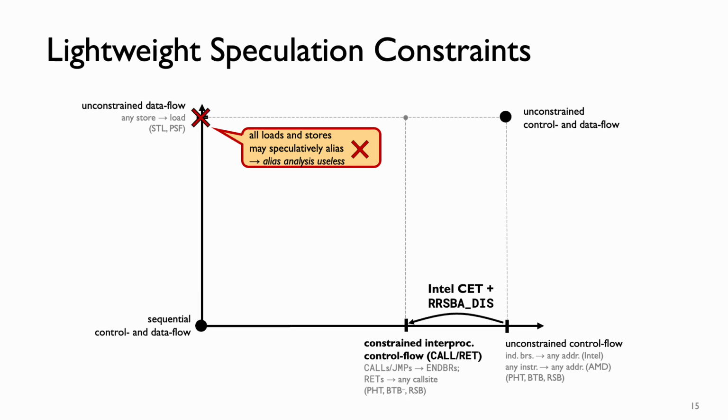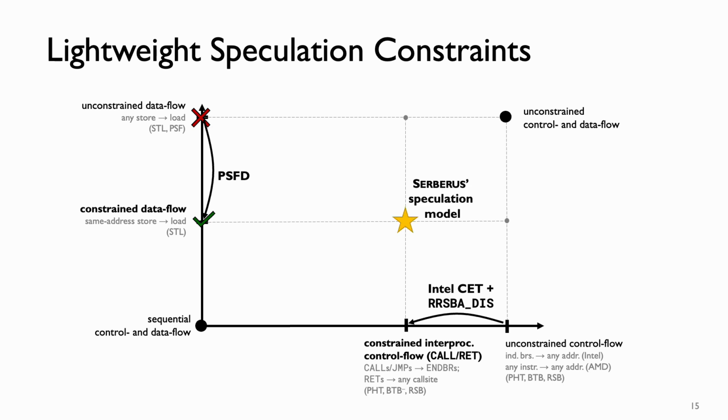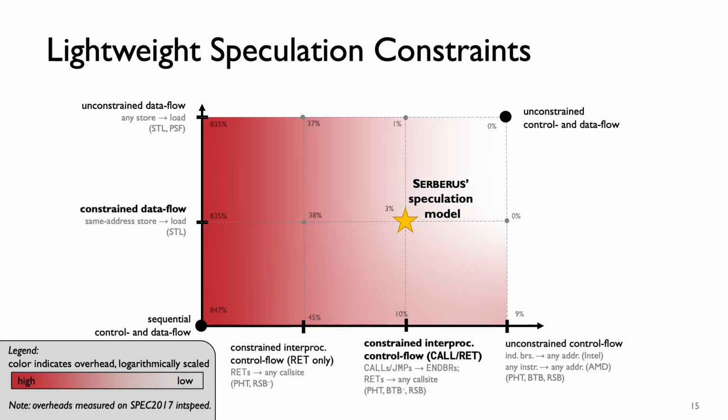Serberus constrains data flow by enabling the PSFD speculation control, which ensures that loads can only read from prior same-address stores. This allows Serberus to do a rudimentary speculative alias analysis, which turns out to be key to its performance. And so this is where Serberus' speculation constraints fit in relative to the larger range of speculation constraints.